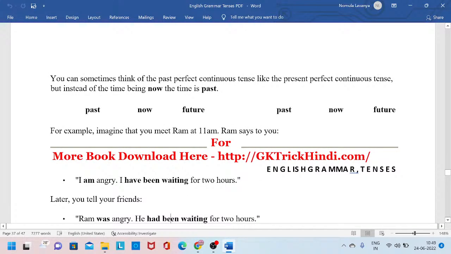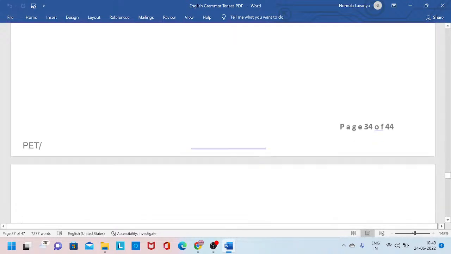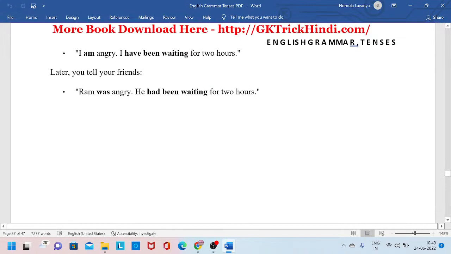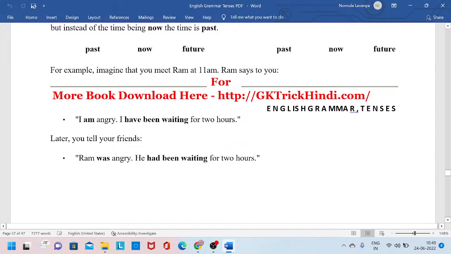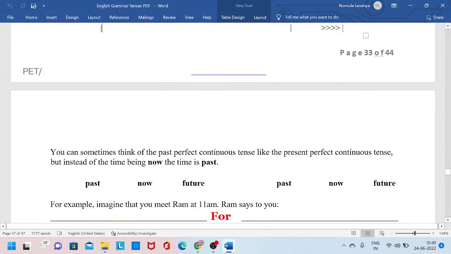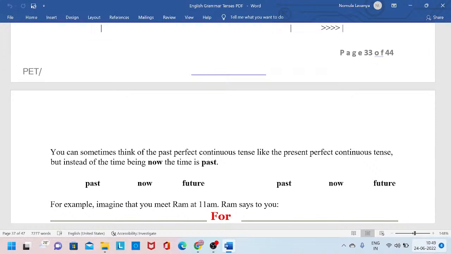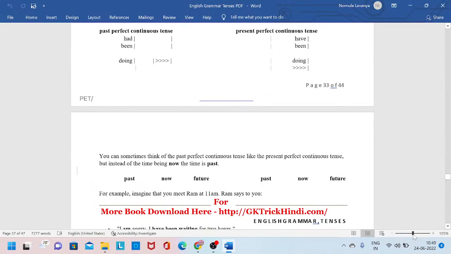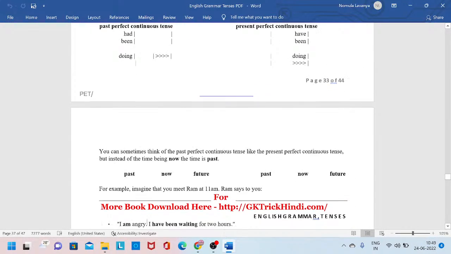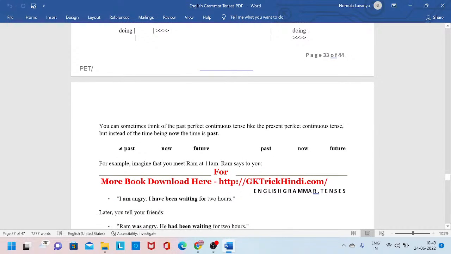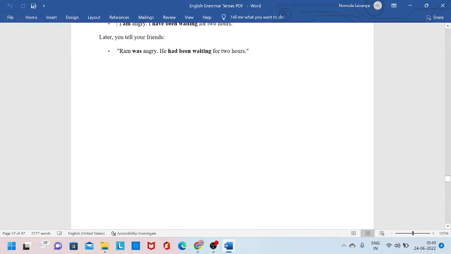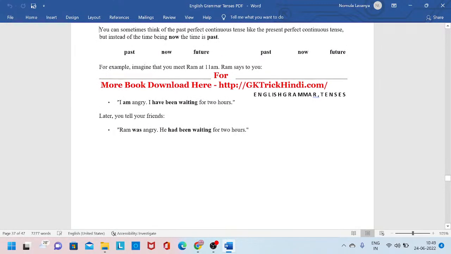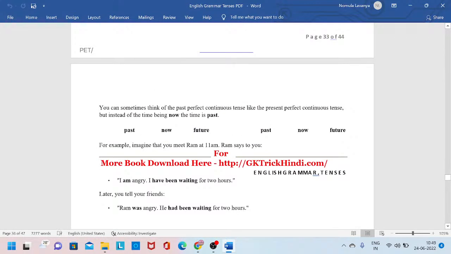For example, imagine that you met Ram at 11 a.m. Ram says to you, okay, one second, my cursor is moving fast. So see here, I am angry. I have been waiting for 2 hours.